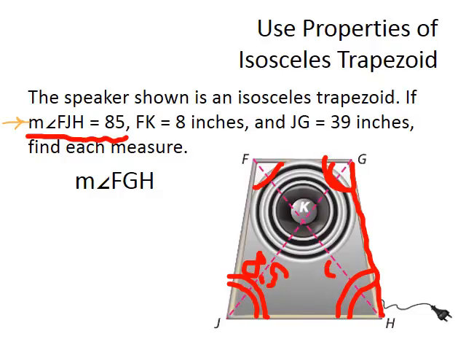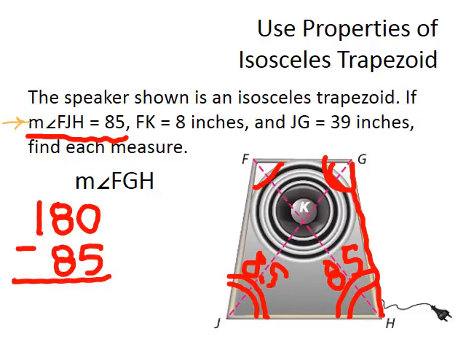Base angles are congruent, so we know angle H here is 85 degrees. And then angle FGH and angle H have to add up to 180. So all we need to do is take 180 minus 85, and we'll get our missing angle: 95 degrees for angle FGH, using properties of isosceles trapezoids and trapezoids.